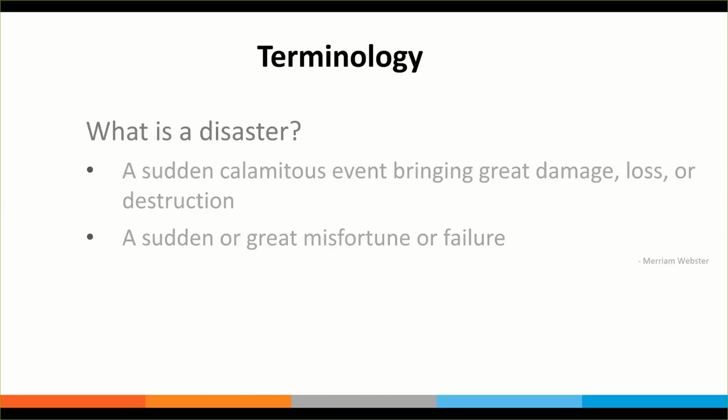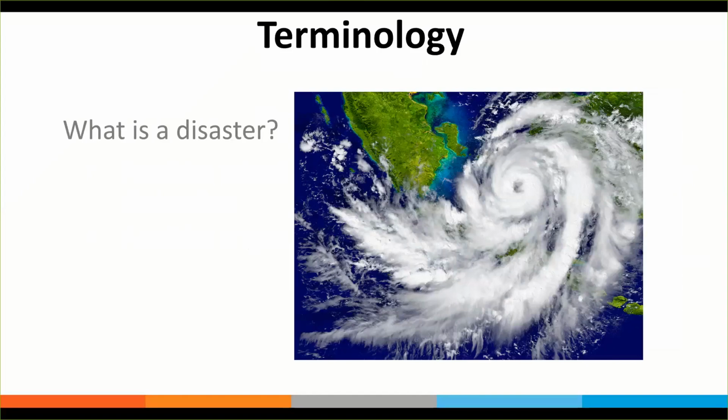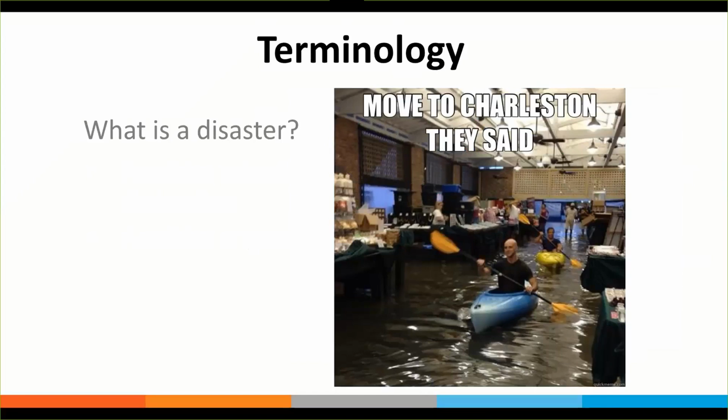So with terminology, what exactly constitutes a disaster? That's anything sudden that brings down your system, basically. I mean, there's a technical definition on your screen, but it can be a lot of different things. It can be anything from a tornado to a hurricane. Those of us who live here in the southeast know about hurricanes. It can be a flood.